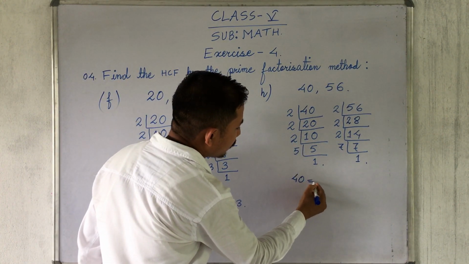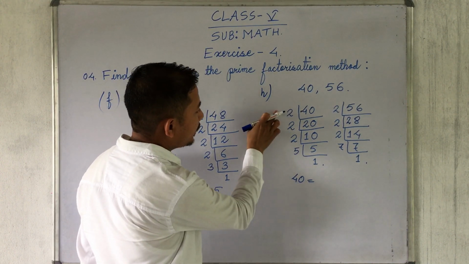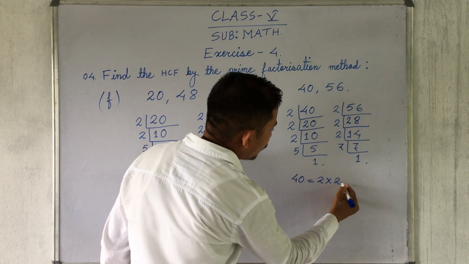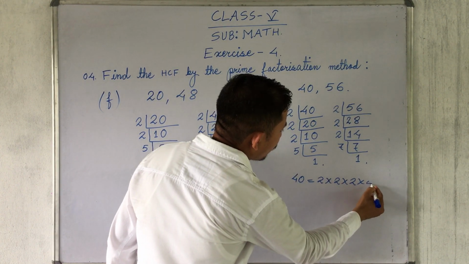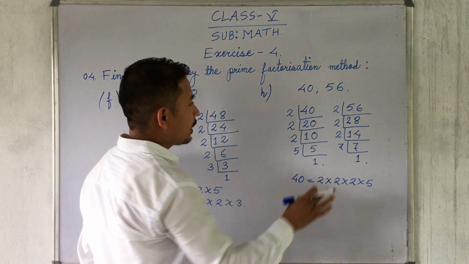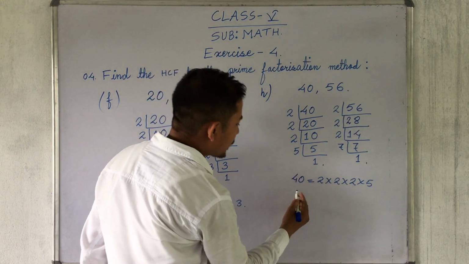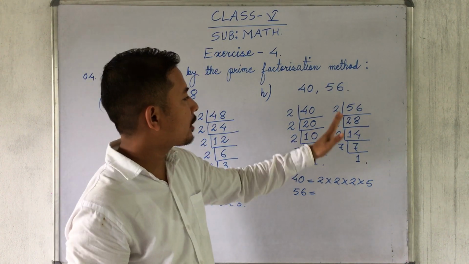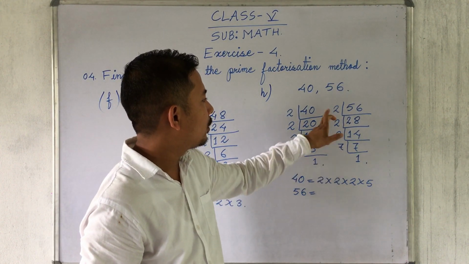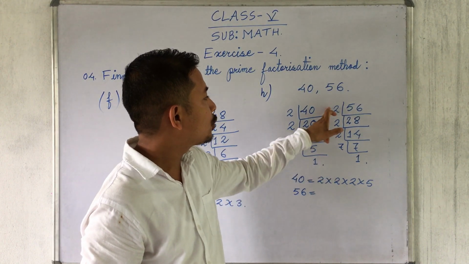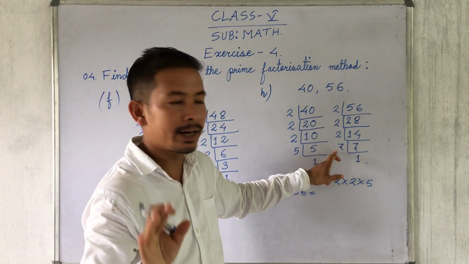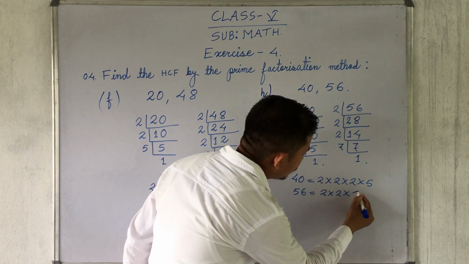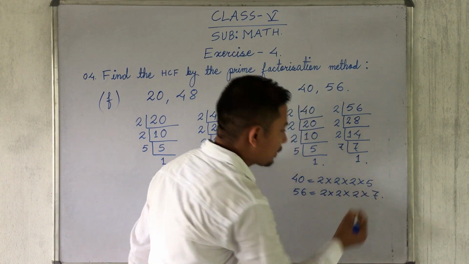What is the factor of 40? 2 into 2 into 2 into 5. So 2 into 2 into 2 into 5. Right? Now I am going to write the factor of 56 here. 56 equal to, how many factors of 56? 4 factors, 1, 2, 3, 4: 2 into 2 into 2 into 7. Right? So right here 2 into 2 into 2 into 7.